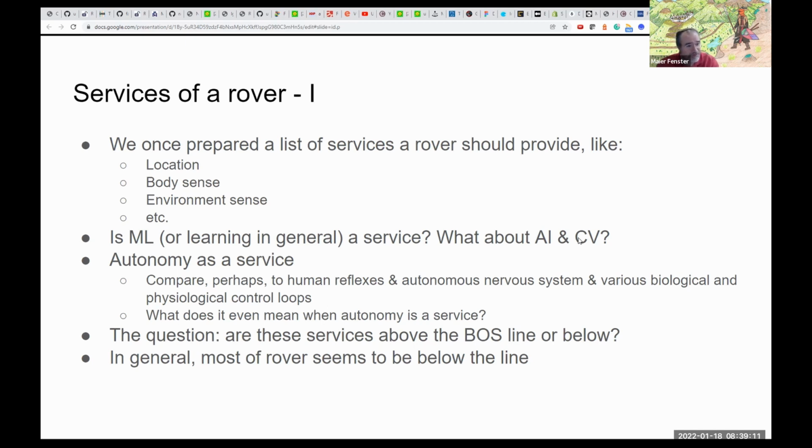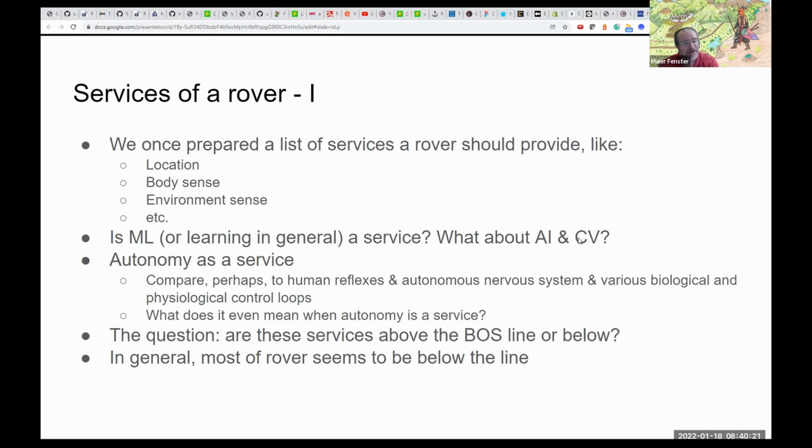Much more complicated is autonomy. And here I'm looking also, we have reflexes, we have an autonomous nervous system which continuously monitors the homeostasis of our body. We have all sorts of control loops, like if I stop breathing, suddenly I'm going to start breathing. If I feel a little ache, I'm going to move a little bit to feel more comfortable. This is a very low level of autonomy, and obviously it's provided by the rover. But what about by the BOS?